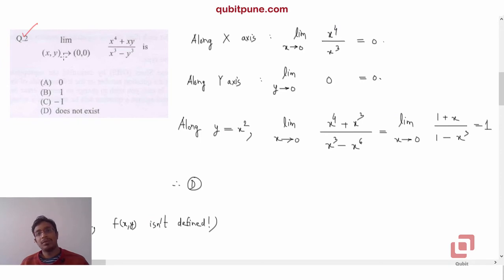Question number 2 is based on limits of multivariable functions. So we have the limit of x to the power 4 plus xy divided by x cubed minus y cubed as both x and y approach 0, and the options are 0, 1, negative 1 and does not exist. Now if option D had been some other number instead of does not exist, we would have chosen any convenient path and obtained the answer, because we know that if the limit exists, then irrespective of the path, the limit's value is the same.